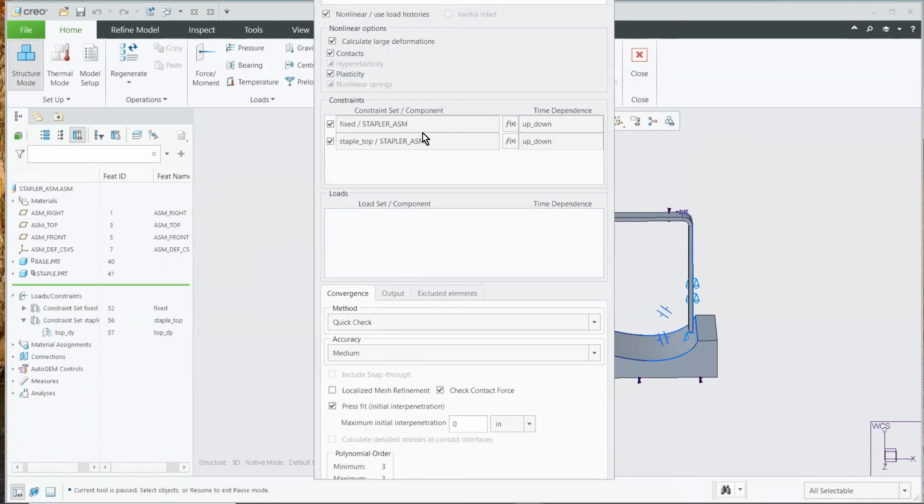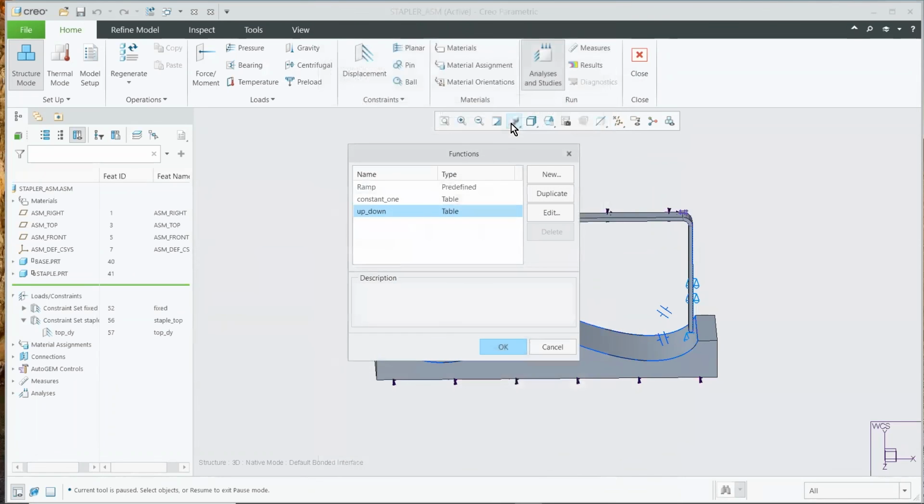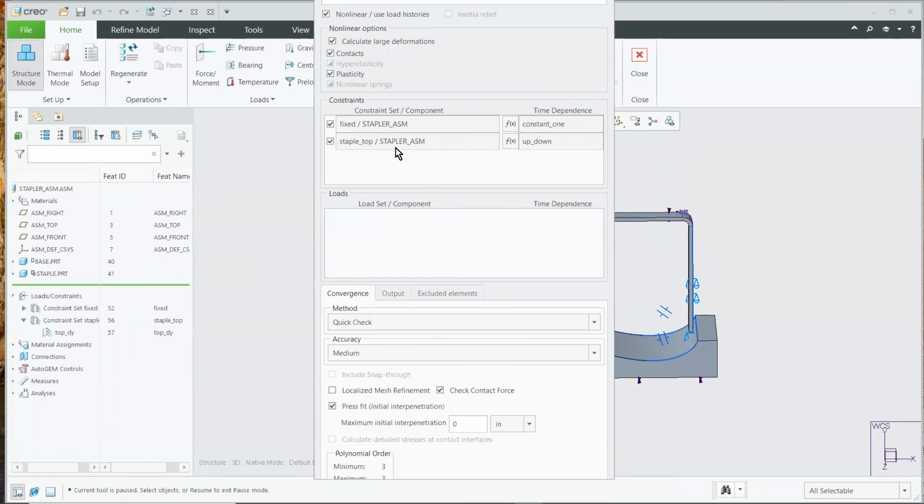Okay, so for the fixed stapler, we're going to say, let's change this to constant, right? So he doesn't move. And then for our staple top, we're going to use that up-down function. So we're using two different functions on here. There are no loads again, because we are just pushing this down a certain distance.